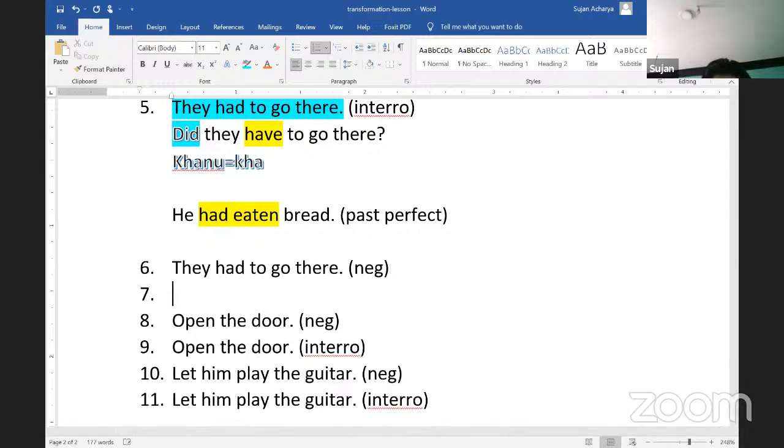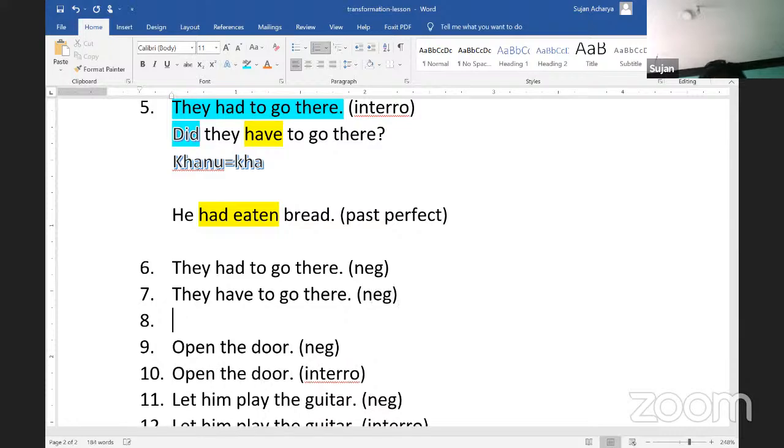Let's add here some sentences. One after 6 numbers. See here, see there. They had to go there. They have to go there. Change the sentence into negative. She has to go there. Again, change the sentence into negative.